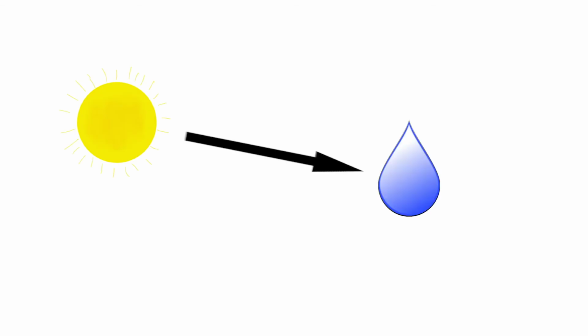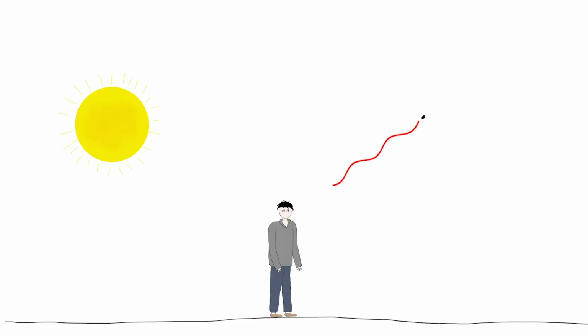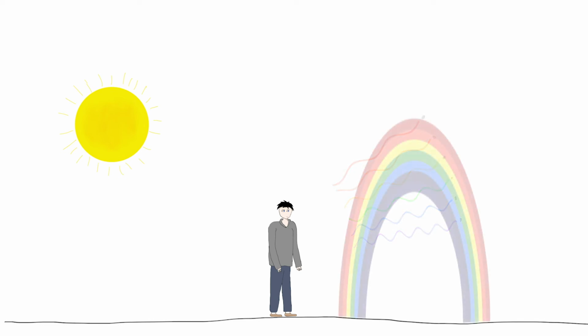The same thing happens when sunlight hits water molecules in the air and is reflected back out at all different angles due to the different wavelengths. Because of this, you'll only see one color emitted from each water molecule, but with enough in the air, you'll see all the colors in the shape of a rainbow.